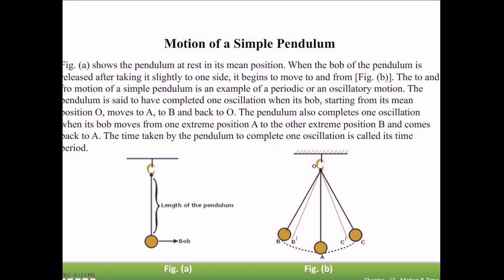The pendulum is said to have completed one oscillation when its bob, starting from its mean position O, moves to A, to B and back to O. The pendulum also completes one oscillation when its bob moves from one extreme position A to the other extreme position B and comes back to A. The time taken by the pendulum to complete one oscillation is called its time period.